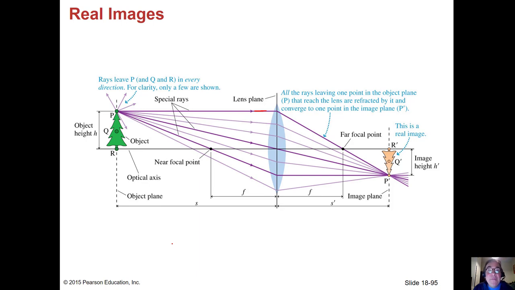Okay, so F and F, that's the focal point. S is called the object distance. So S here is the object distance, and then S prime is the image distance. And then h here is the height of the object, and h prime is the height of the image. Okay?